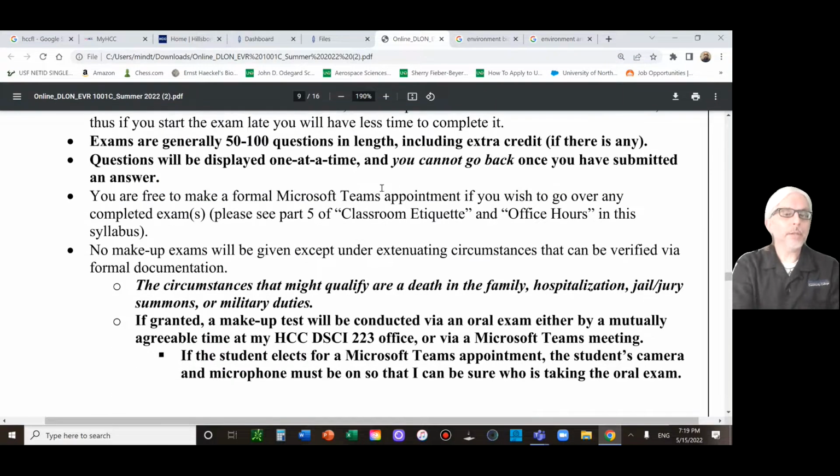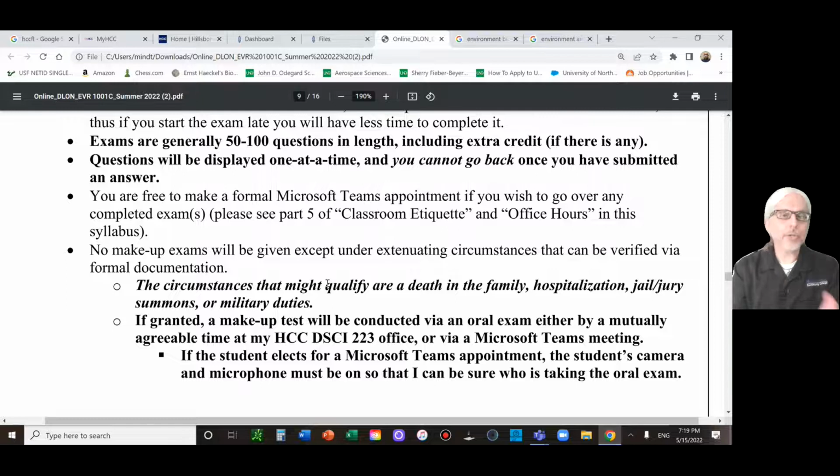I do recommend you make Teams appointments to go over your completed exams. And remember, you're taking the test at the same time as everybody else, whatever day it is, for that hour and 40 minutes. Same circumstances: death of the family, hospitalization, jury or jail issues, military duties. You have to send me the validation. It has to be a documentable reason why you missed for me to allow a makeup test.